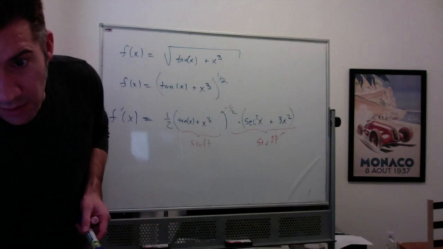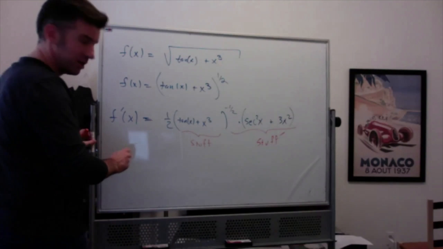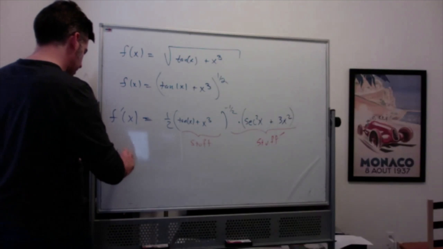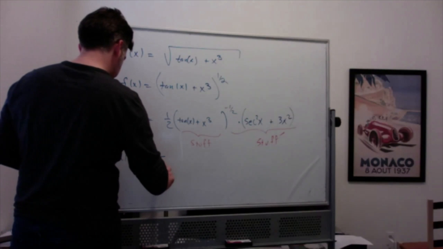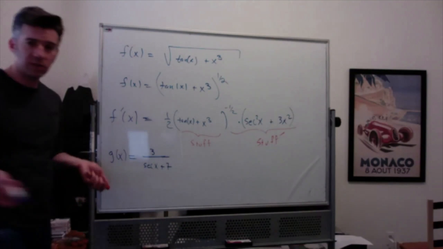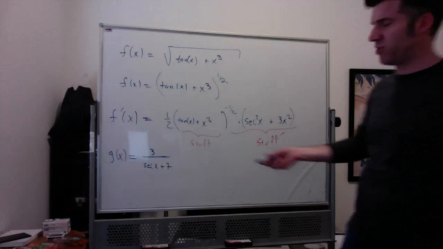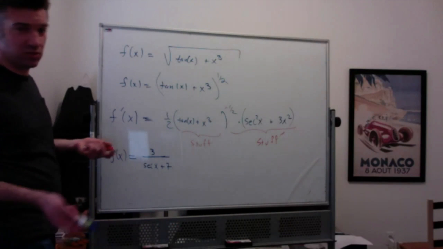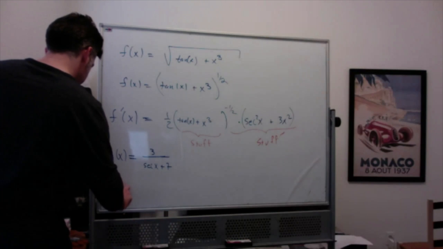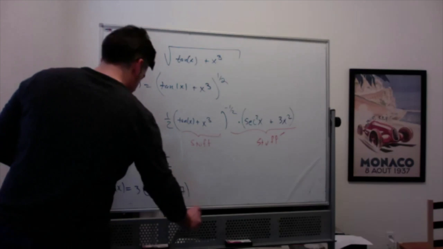All right. So let's look at another one. Let's look at, say, g of x equal to 3 over secant of x plus 7. We have options here. We could totally rewrite this so that we don't have to use the quotient rule, or we could use the quotient rule. I don't really want to use the quotient rule, especially since my numerator is a constant. If it was something more complicated on top, I would probably use the quotient rule. But here, I'm going to rewrite this as 3 times secant of x plus 7 to the negative 1.